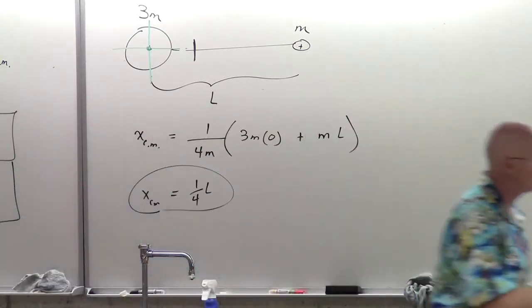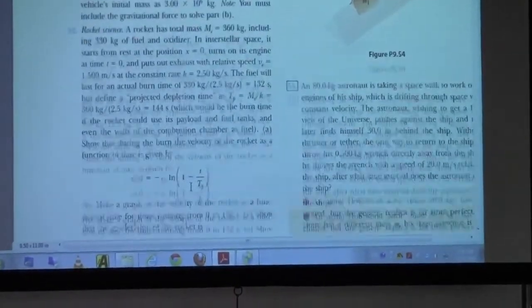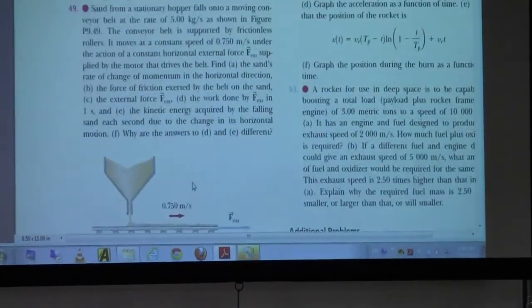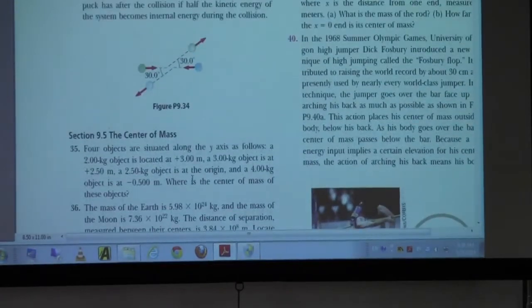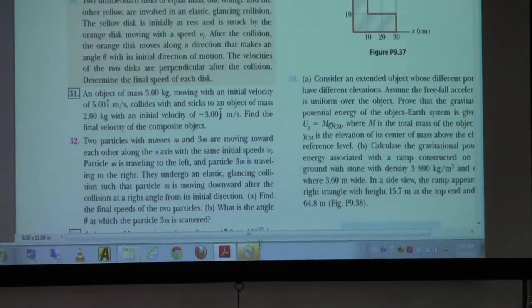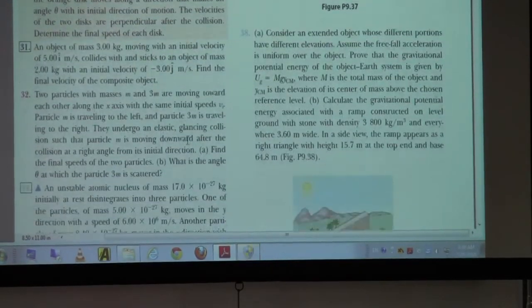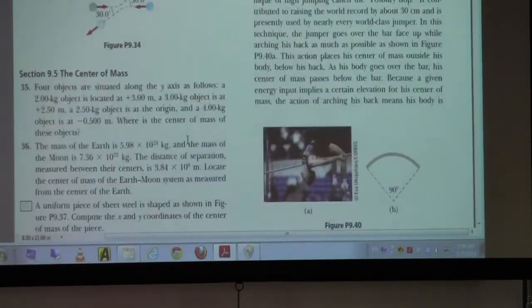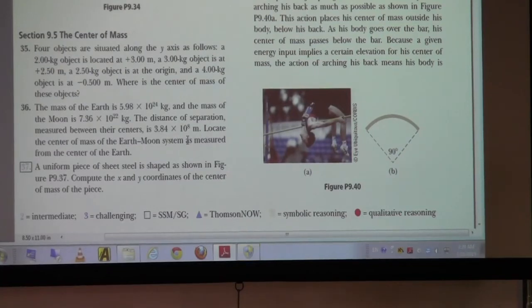Let's try a different one. 37 is a good one. It's got this little engine part, and that's where I was thinking about the sports car. You would have, I guess it starts down here, but you might have a bunch of pieces on your sports car. And then maybe you have to add another one. You'll see this little piece is maybe like a heat shield or something. But you want to go, okay, well now where's the new center of mass?